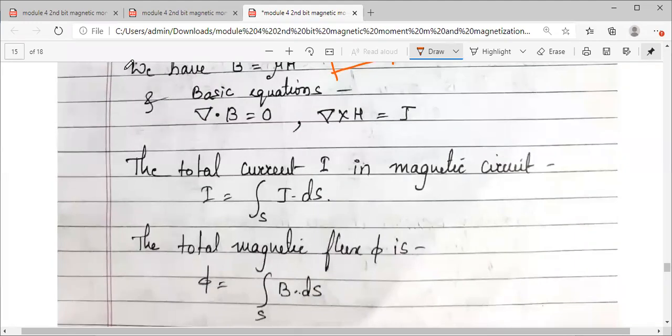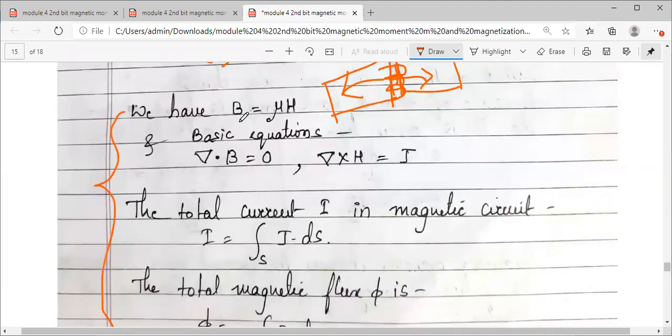These are some basic equations I have written. I don't know whether they are useful or not, but we have already used these equations, that is for sure. B equals mu H, del dot B equals 0, del cross H equals J. I have listed them because they are already listed in your Haight and Buck textbook, along with this magnetic circuit topic.